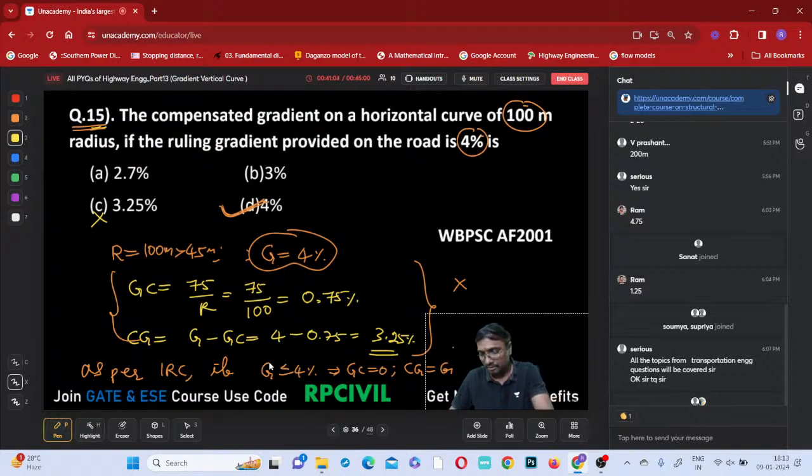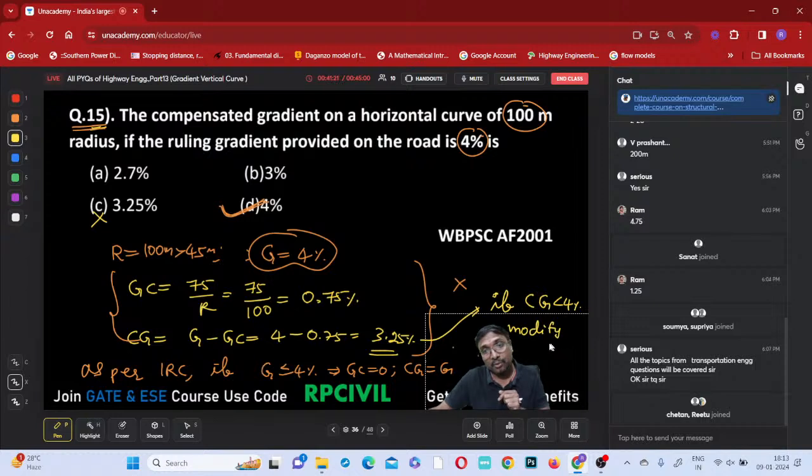So you have to be careful. According to IRC, yes. Or if you have calculated it and the compensated gradient comes to be less than 4, modify that CG to 4. Here also, after calculating, if the compensated gradient comes to be less than 4, you modify it to 4. Is it clear now? Either way you can do it.